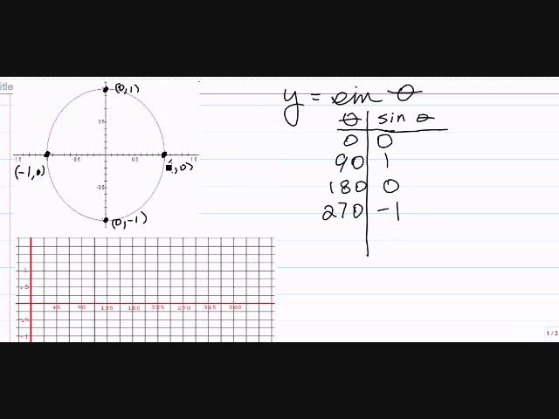All the way back around to the 1, 0 point again. And I've gone how many degrees? 360. And what is the sine at that point? 0.